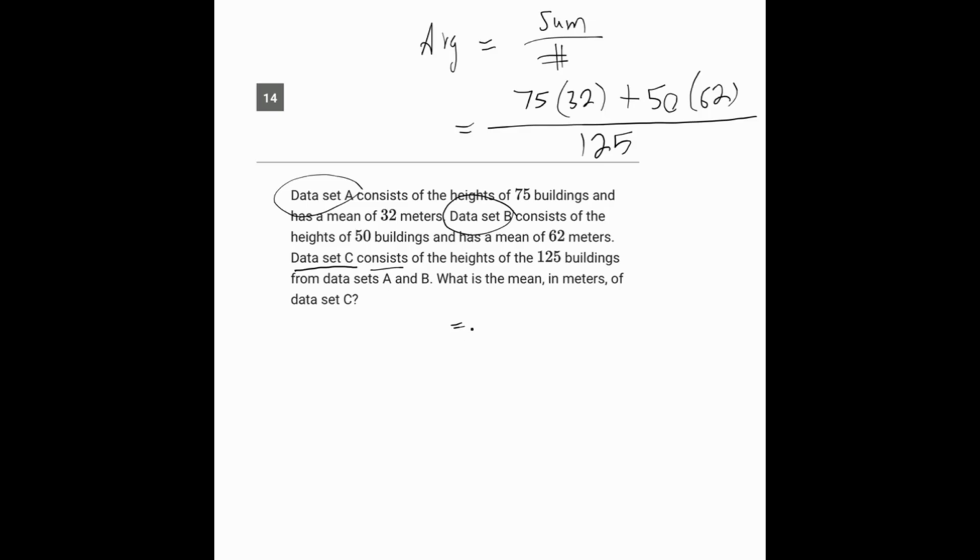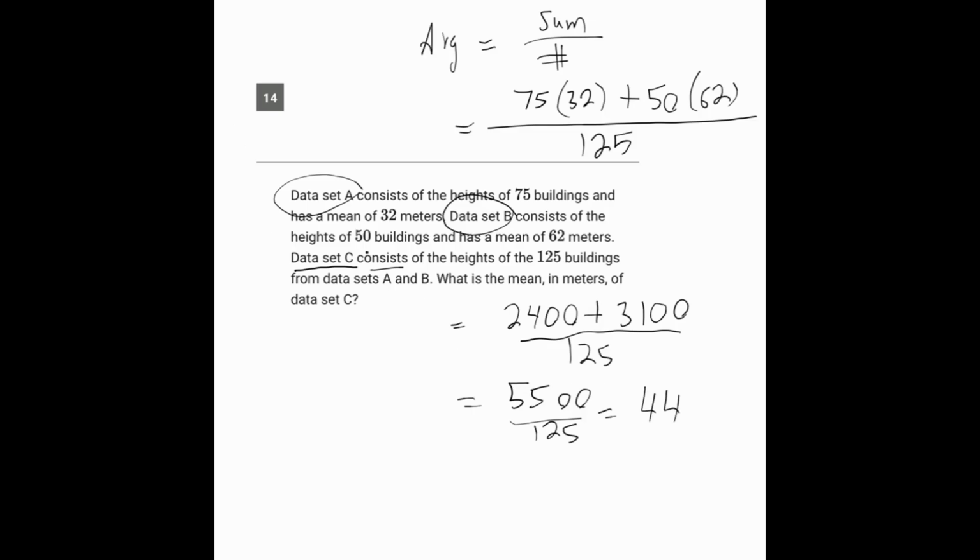So 75 times 32 is 2,400, and 50 times 62 is 3,100. And we're going to add that up. That adds up to 5,500. So we have 5,500 over the 125 on a calculator. That gives you 44, and that's our answer to this question.